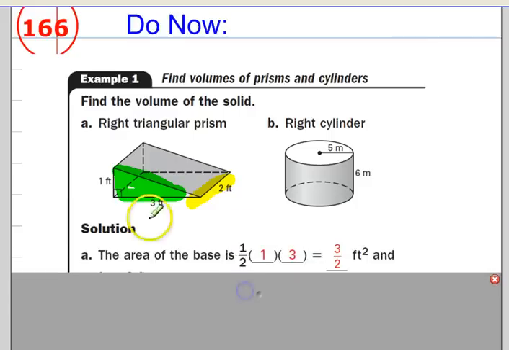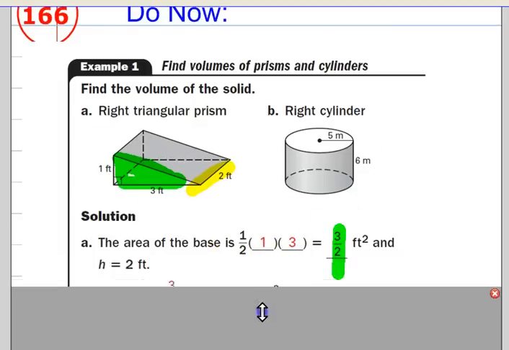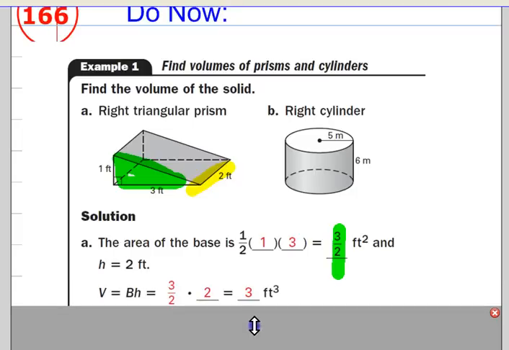So the area of the base is 1/2 base times height. Since this is a triangle, it's 1/2 times 1 times 3. So the area of the base of this triangle is 3/2. And the height is 2 feet. So we plug that into our formula: area of the base times the height, 3/2 times 2, and we get 3 feet.